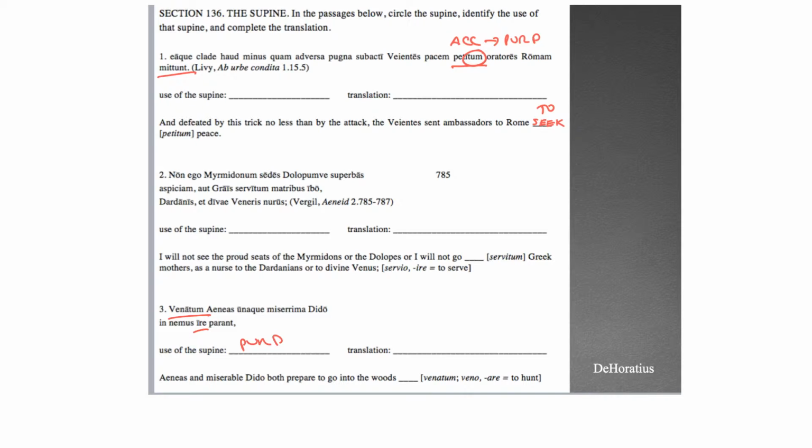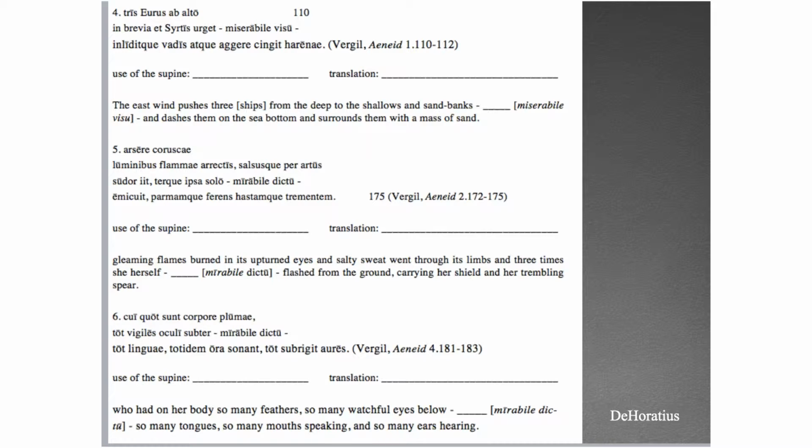All right, and translation. Aeneas and miserable Dido both prepared to go into the woods. Venatum. Why are they going into the woods? To hunt. All right, and there's my accusative with purpose. All right, a couple more. Sorry about that. All right, so we'll do number 5, same as number 6, basically.